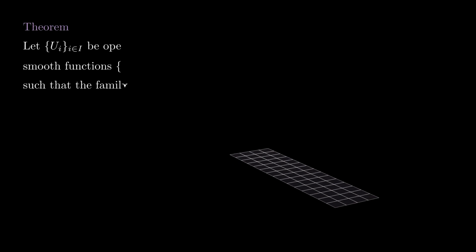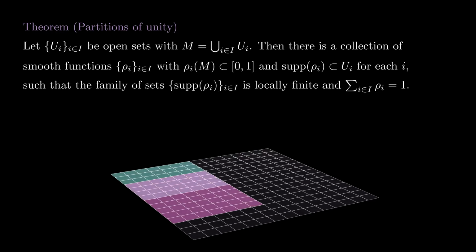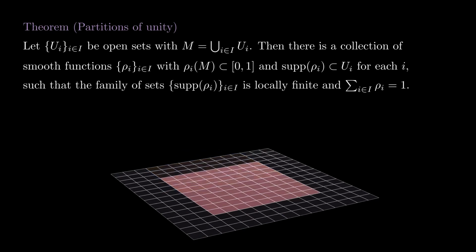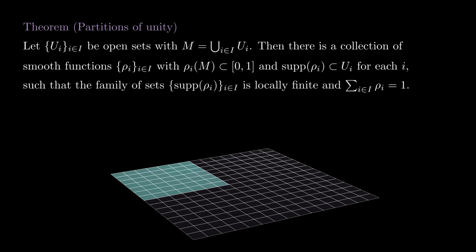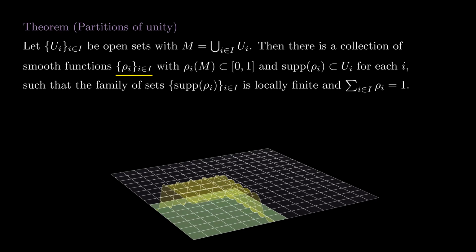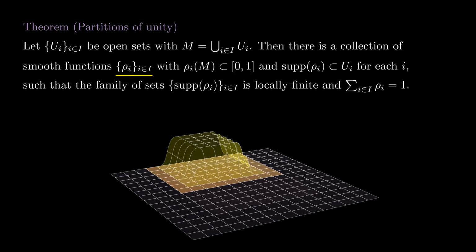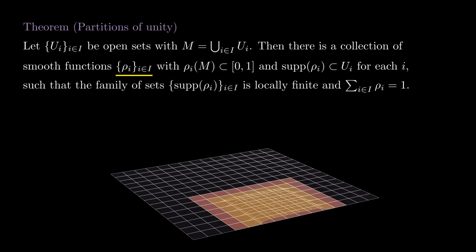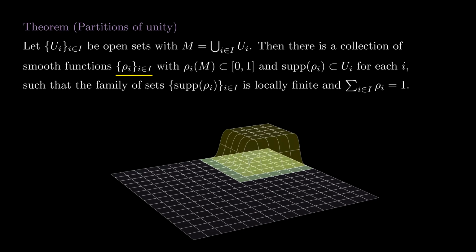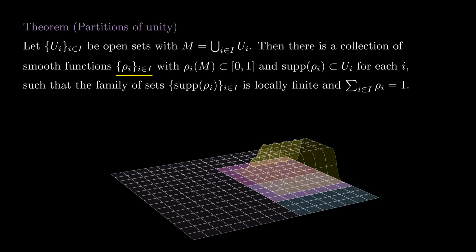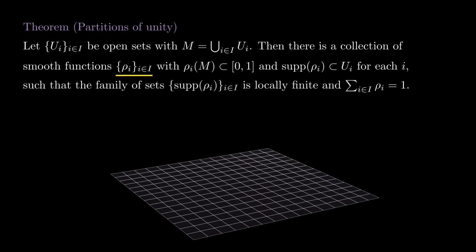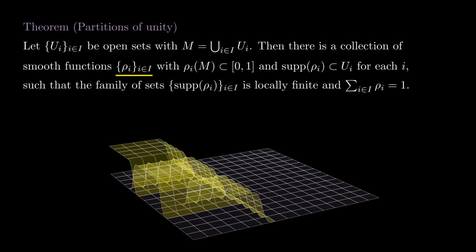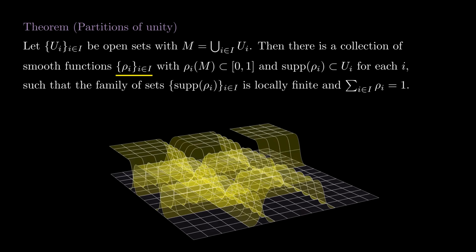A much stronger statement is the existence of partitions of unity. For any open cover of a smooth manifold, there is a collection of non-negative functions such that each of them has support contained in one of the open sets, the family of supports is locally finite, and at each point their sum is 1. A collection of functions like this is called a partition of unity subordinated to the given open cover. Partitions of unity are one of the most important tools in differential geometry.